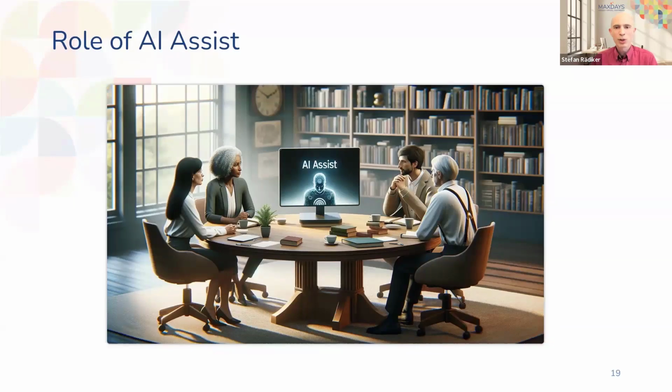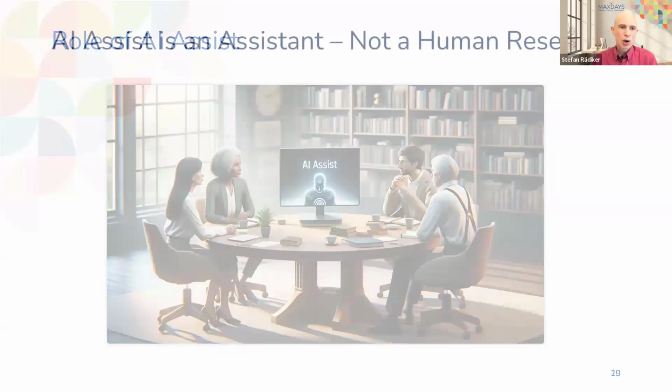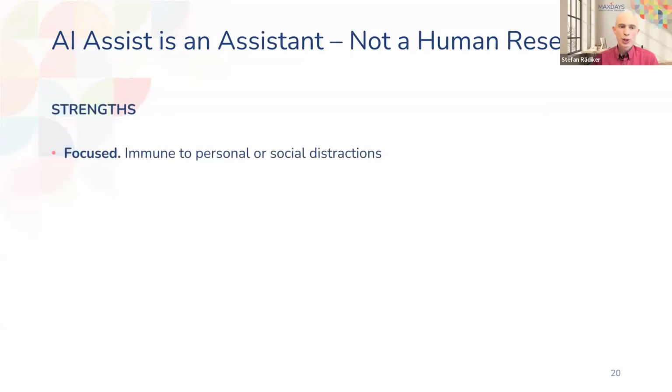But at the same time, I want to emphasize that this kind of team assistant is very different from a human assistant and has specific characteristics, skills, and strengths. So when we look at the strengths, we should emphasize that the AI Assist is focused. It is immune to personal or social distractions, which, when you look at the picture, gets clear is an important or maybe play an important role in a discussion group or interpretation group on qualitative data analysis.